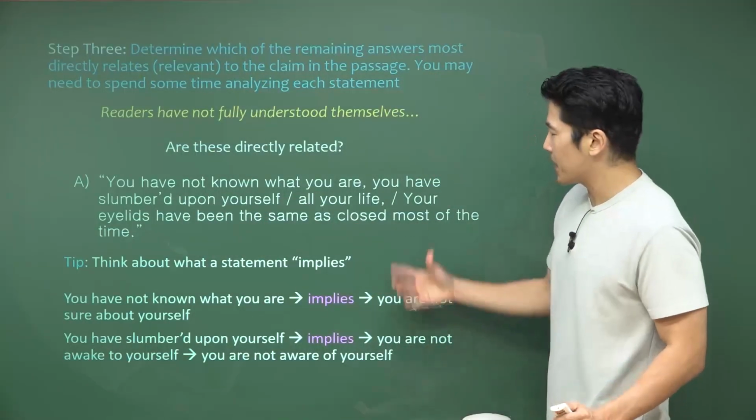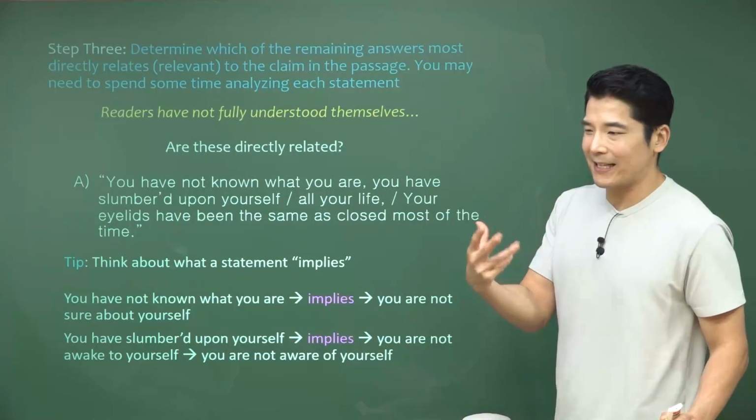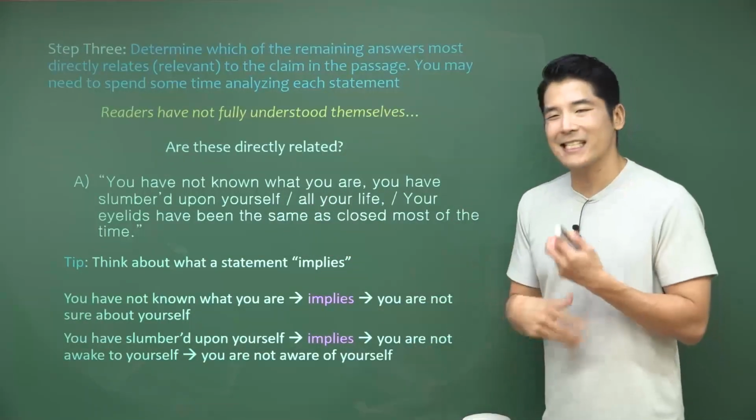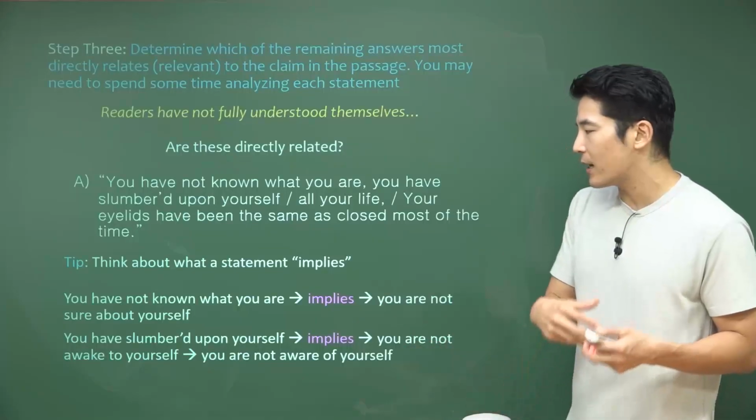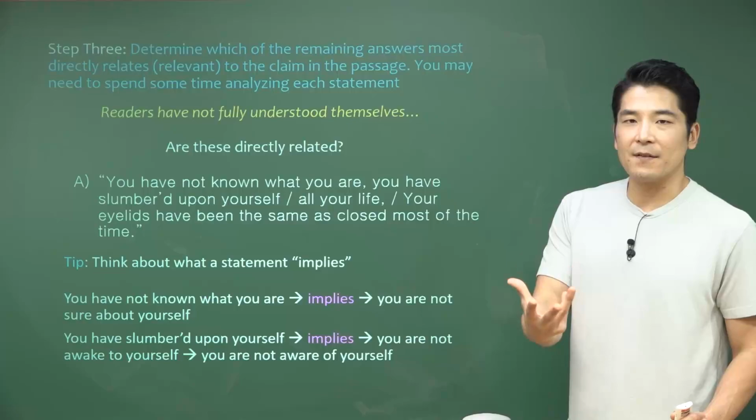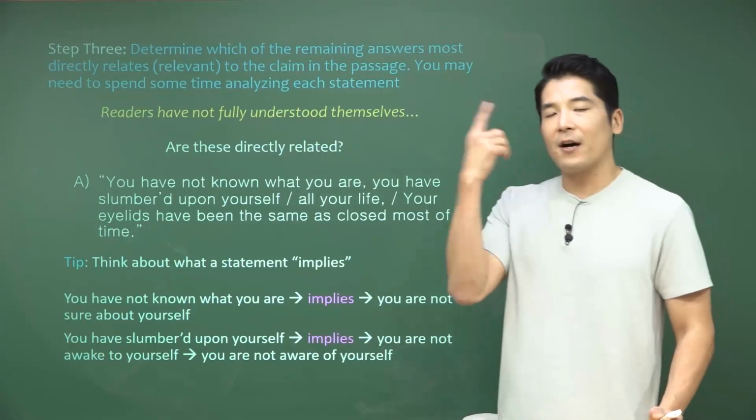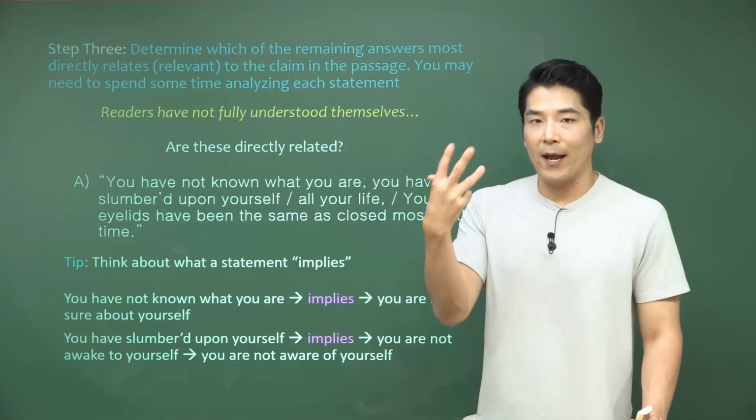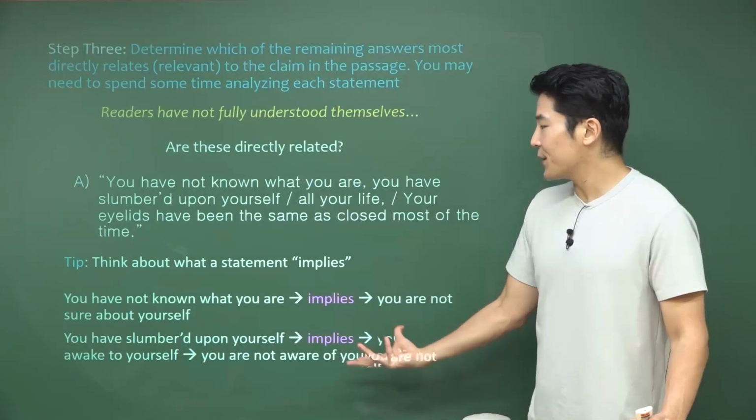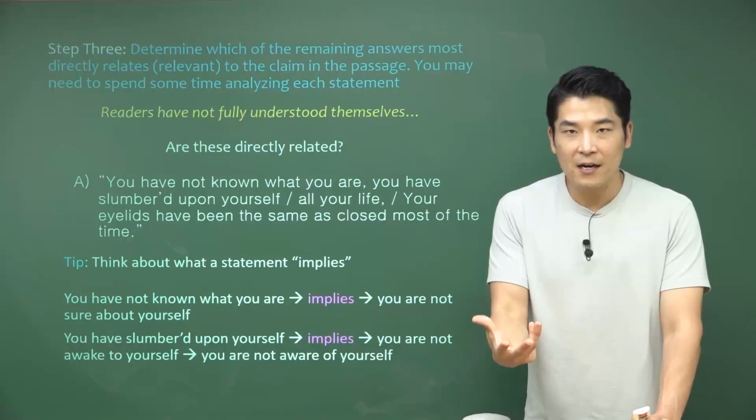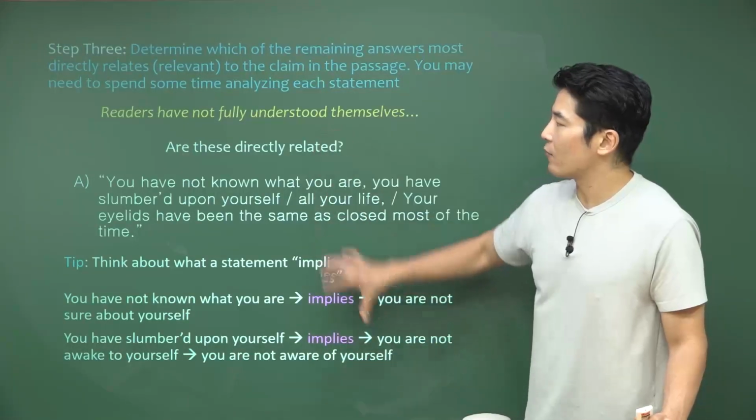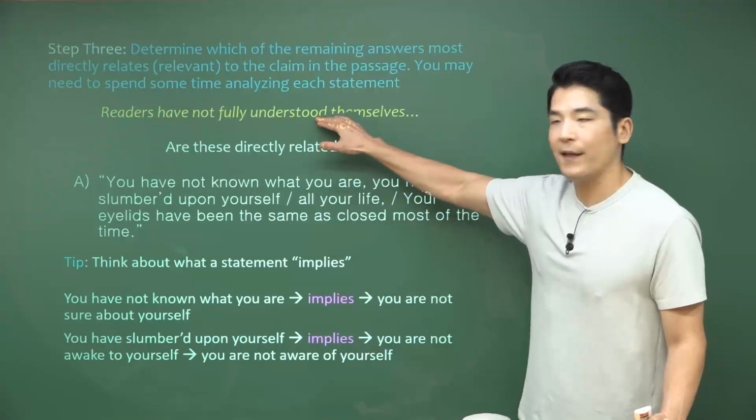We could do this with other things too, but we don't have to get too analytical. If you say you have slumbered upon yourself, slumber means to sleep. So this could imply that you're not awake to yourself, you've fallen asleep to yourself. If you're not awake, you're not conscious, so you're not aware. If you're not aware of yourself, you don't know who you really are. So that relates really well with this.